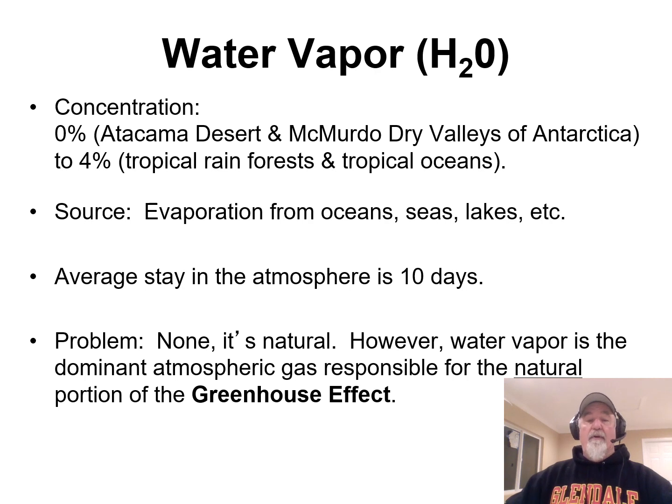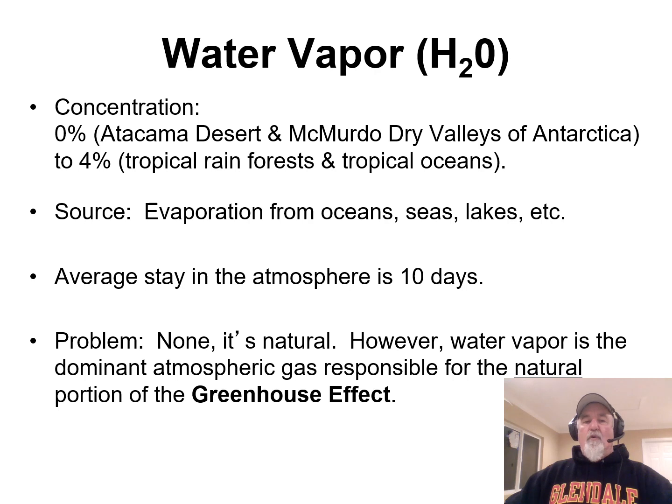Here we go, water vapor. So water vapor, H2O, has a concentration ranging from almost zero water in the atmosphere. We find that in the very driest places on the planet, like in the Atacama Desert of Chile, and also the McMurdo dry valleys of Antarctica. So very cold places tend to be also very, very dry places. And the McMurdo dry valleys are actually the driest place on the planet. Never known to have been any precipitation there in our lifetimes.